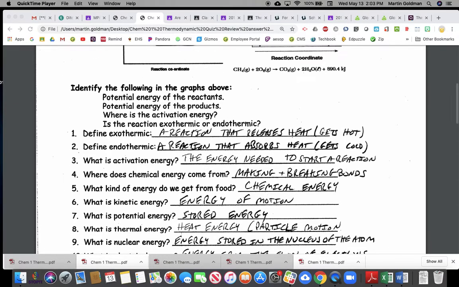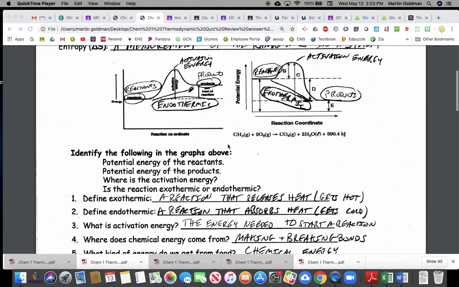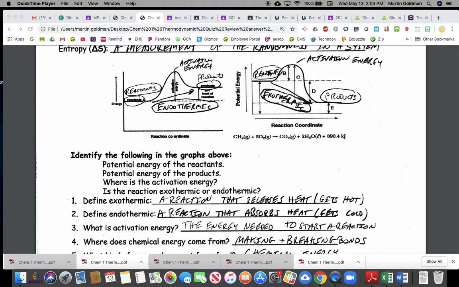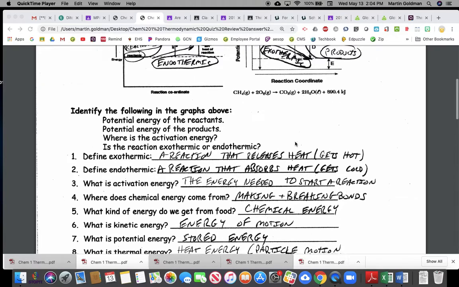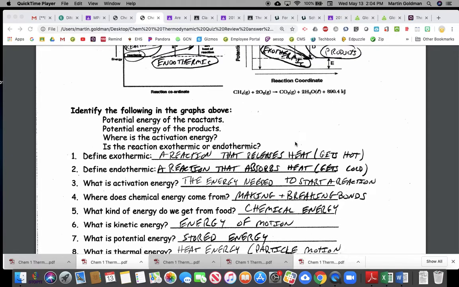Okay, so following the graphs, potential energy. Let's go back. We got the potential energy. Reactants are on this side. Products are on this side. And then where's the activation energy? There it is. And is it exo or endo? It's endo over here. It's exo over here. Okay, so what is exothermic? Exothermic is a reaction that releases heat. So if it releases heat, it's going to get hot. If it's endothermic, it's going to absorb heat and it'll feel cold.